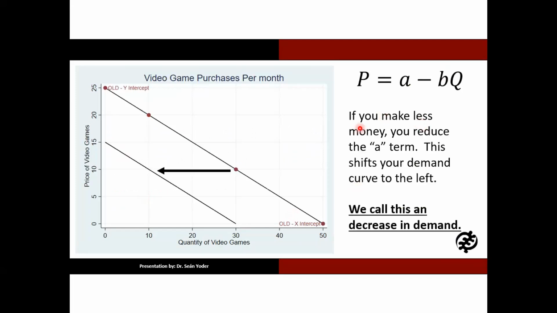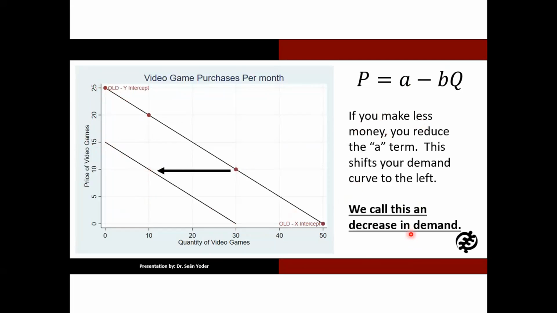Inverse is also true. Let's say your pay gets cut. This will shift the demand curve to the left. Old was 25, now it's 15. Notice a new line is drawn. This is called a decrease in demand.